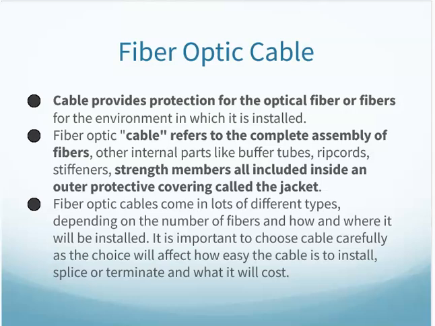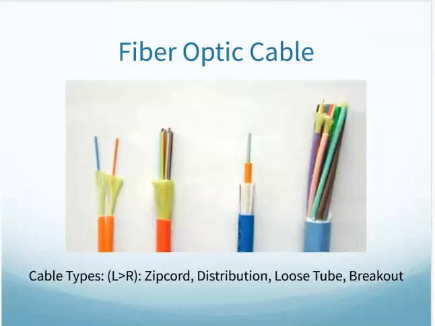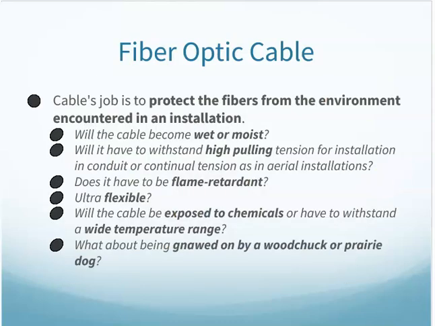The cable itself provides protection for the optical fiber that's inside. And the cable kind of refers to the whole thing: the fibers inside, the strength members, the buffers, the jacket, armoring, and so forth. All those pieces together they call the cable, if you will. And they come in a lot of different arrangements, and care needs to be given to selecting the right cable style for the application, where it's going to be installed. So here they had a picture showing you the zip cord, distribution, loose tube, breakout. Those are a few of many variations that we'll take a look at.